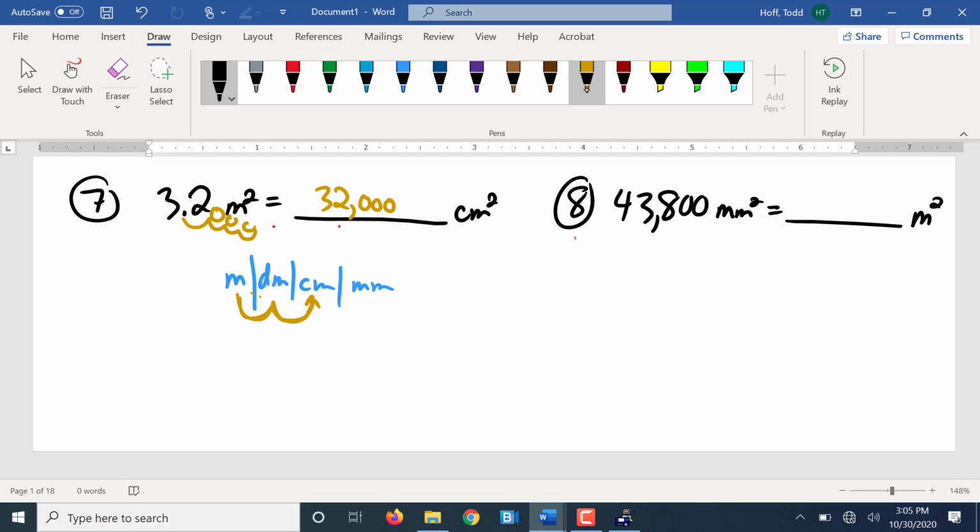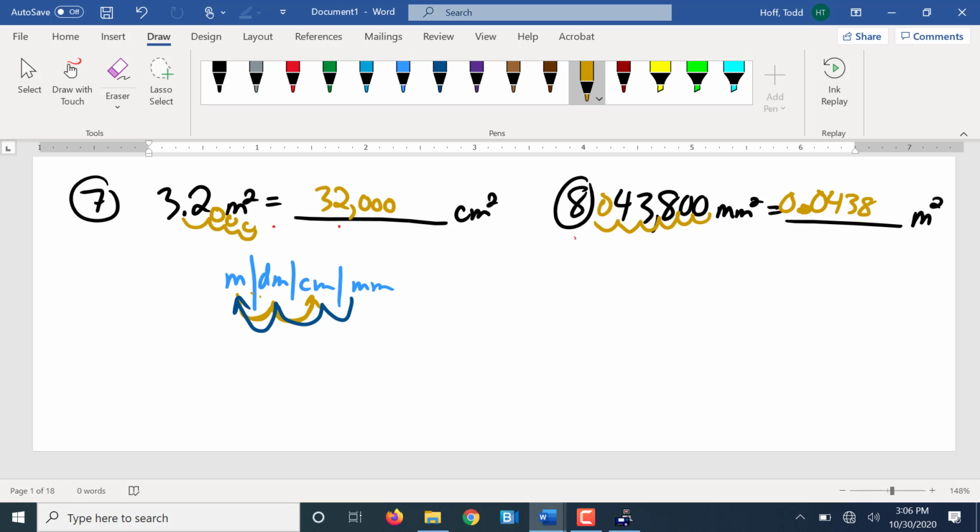Well, it's millimeters now to meters. That's 3 spots to the left. Each spot, since it's squared, is 2 decimal places, so it's 6 to the left. So it's 0.0438. So you should have a pretty healthy start on that one.